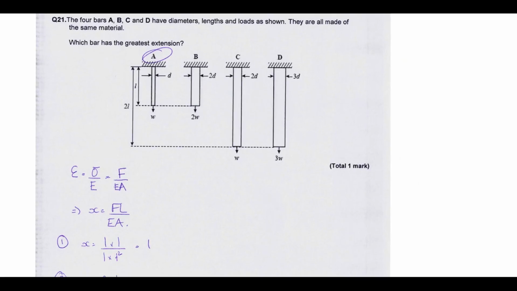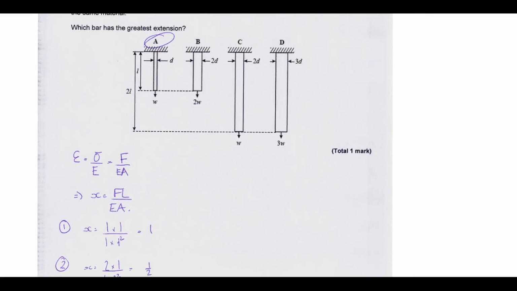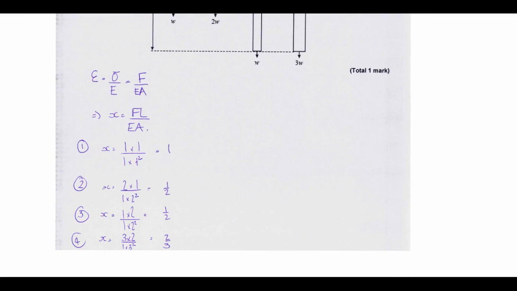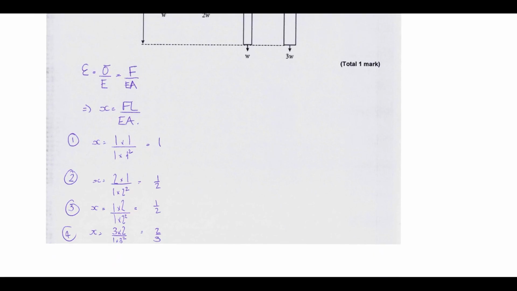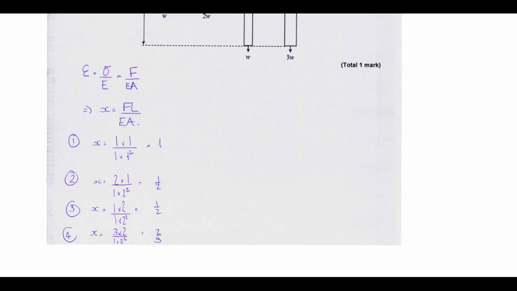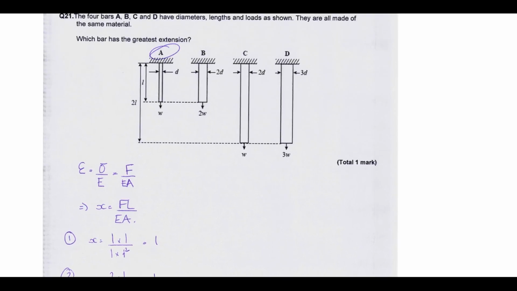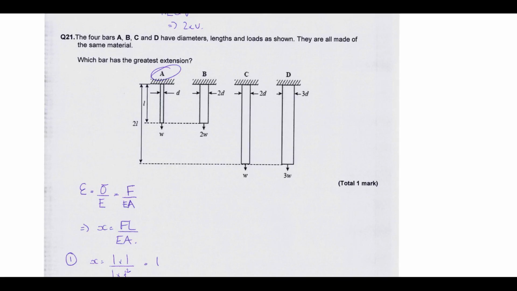On the last one, you've got 3 times the load, so you get a 3. You've got 2 times the length, so you get a 2 on the top line. Still the same Young modulus, and then 3 times the diameter gives you 3 squared on the bottom line. Overall that gives you 2/3, so A is going to have the biggest extension. And that concludes the multiple choice section of this exam and my review of the mock exam as a whole.